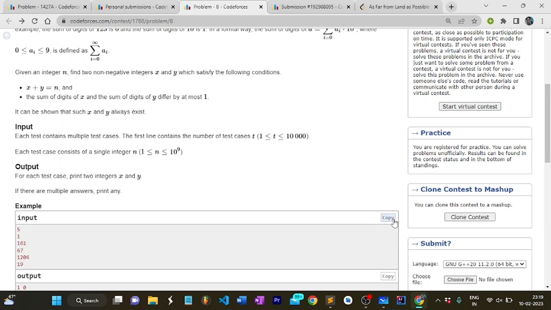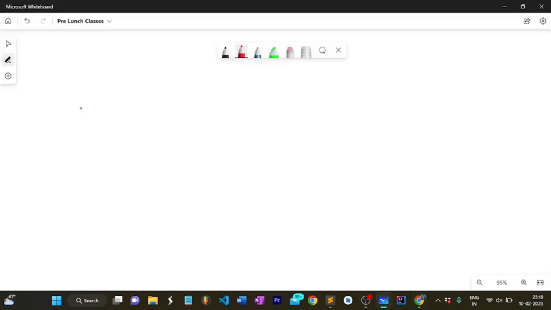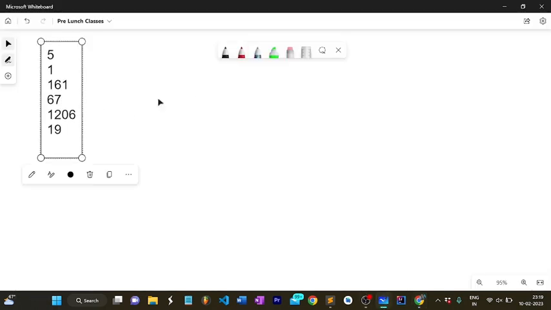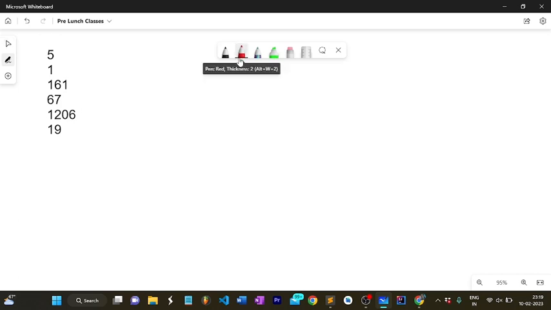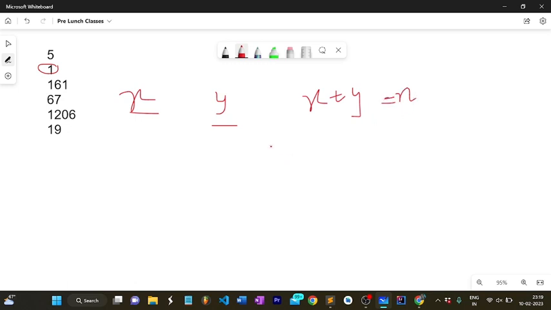Okay, so I hope the problem statement is clear. So let's move to the concept part of this problem. I'm taking the test cases which are given as sample test cases. Here we are given some numbers like 1, 161, 67, 1206, and our task is to divide these numbers into two parts, x and y, such that the sum of x and y is equal to the given number, which is n itself, and the sum of digits of x and y should differ by at most 1. It could be either 0 or 1.